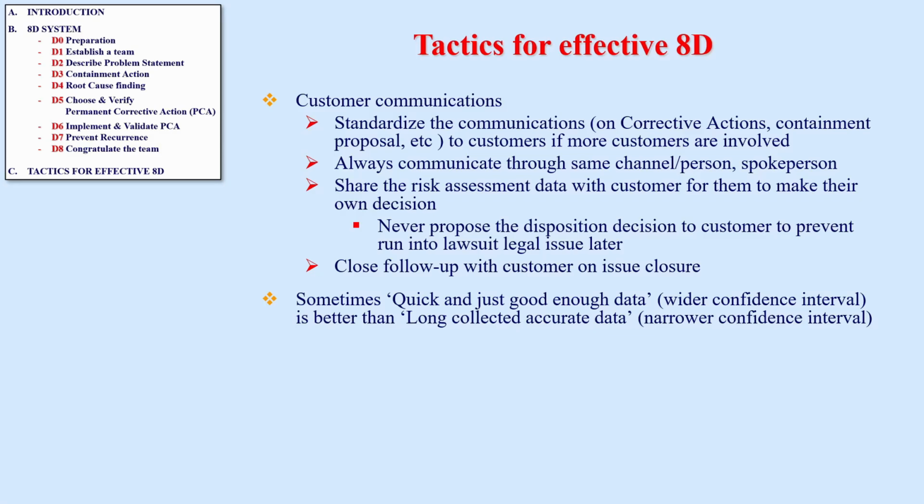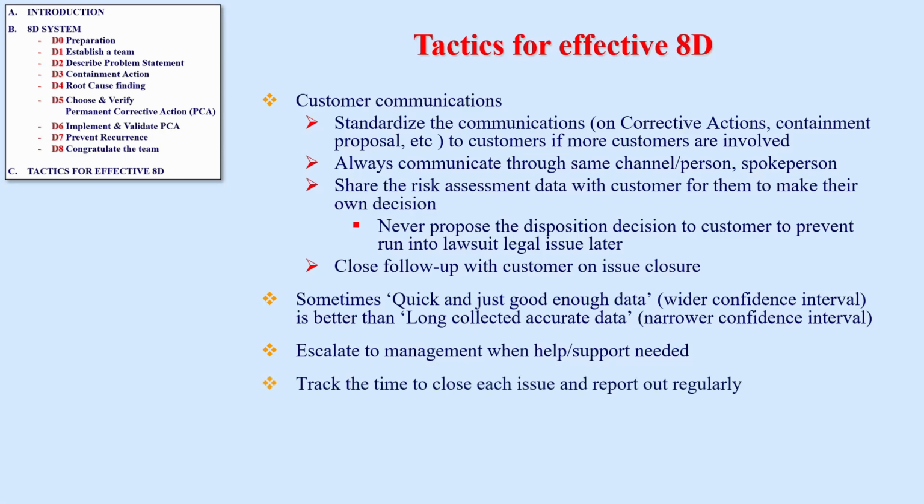There are times we need to escalate to management for help or support. Especially when you need a budget, or you need production to release a machine for running experiments, etc. Track the time to close each issue, and report out regularly. Identify common actions which require significantly longer time for closure. Is there any opportunity to shorten the closure time?